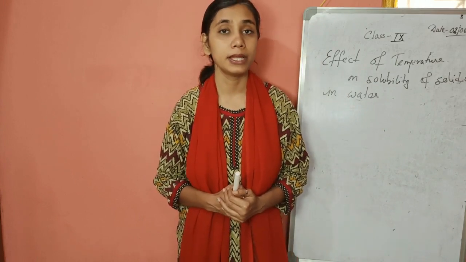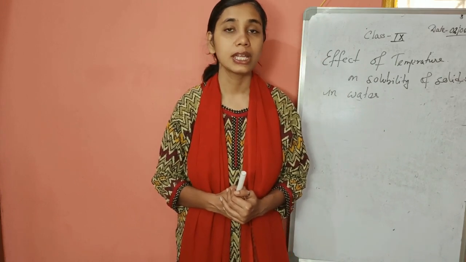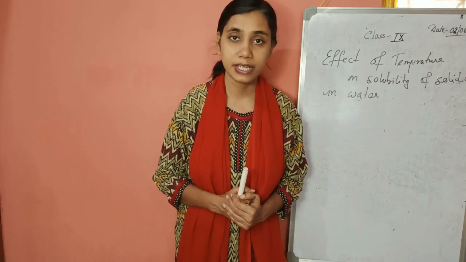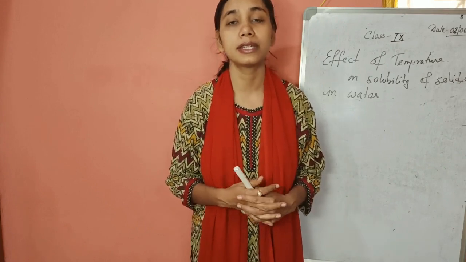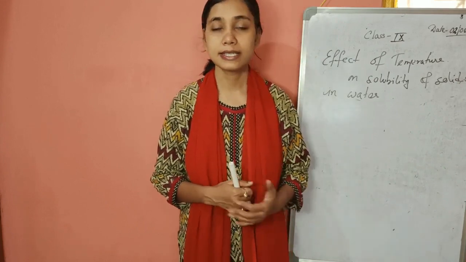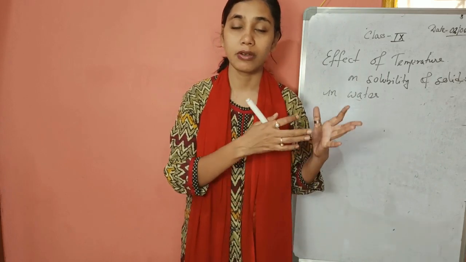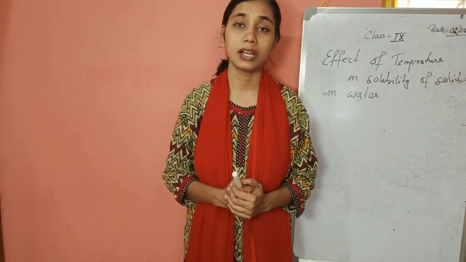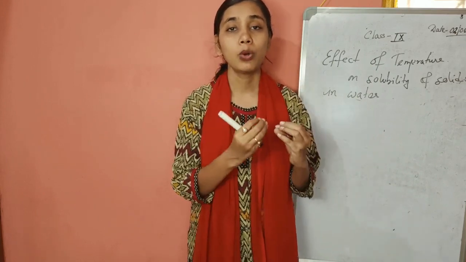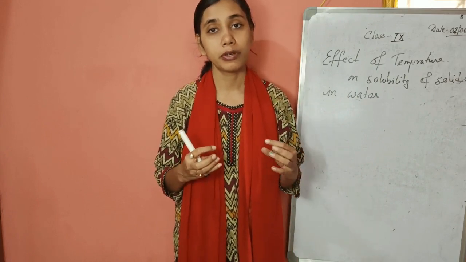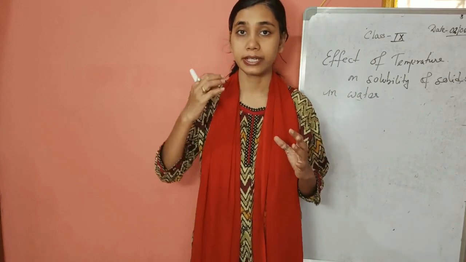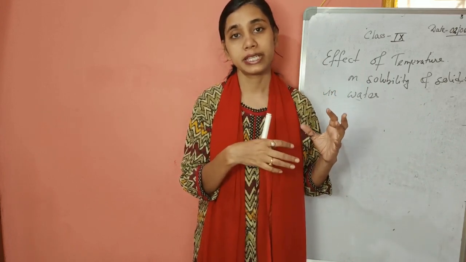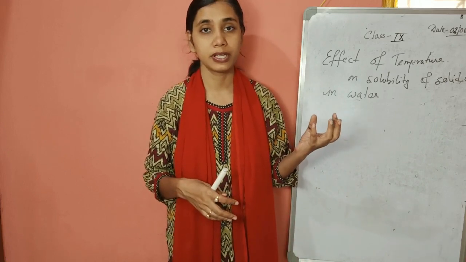The first example is potassium nitrate and sodium nitrate. The solubility of these substances increases with increasing temperature. As I have said, in most cases the solubility increases with increasing temperature, and these are just 2 examples. In these 2 salts, we find that as we keep on increasing the temperature, the amount of solute dissolving in a given amount of solvent gradually becomes more.